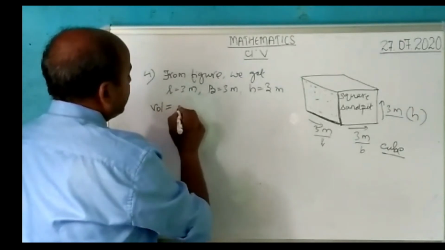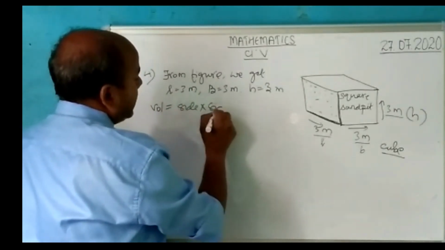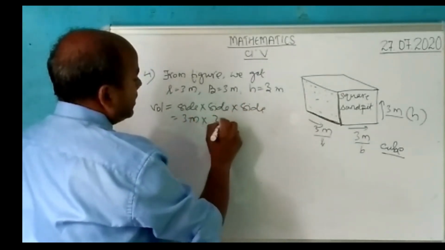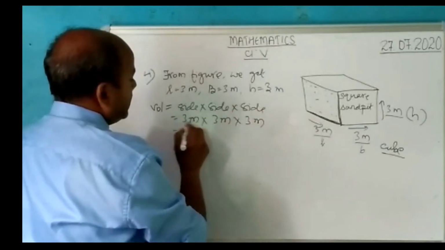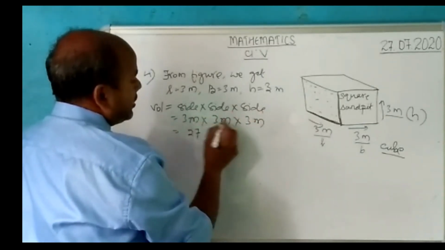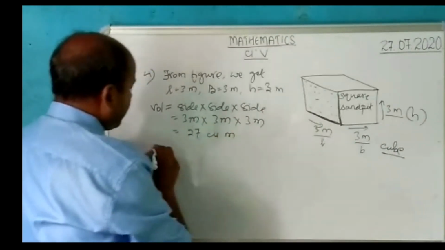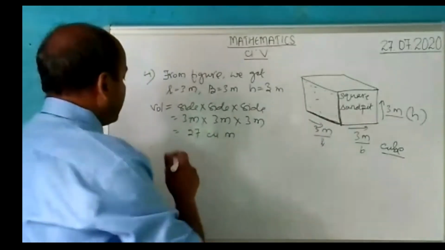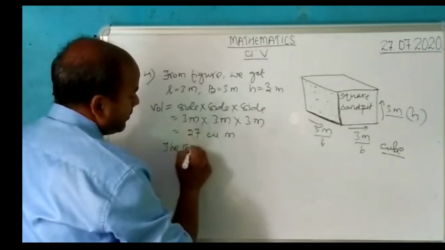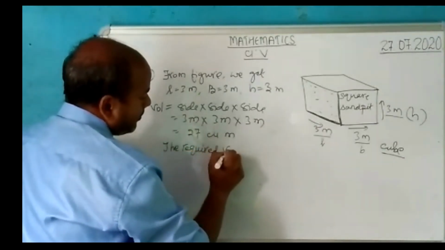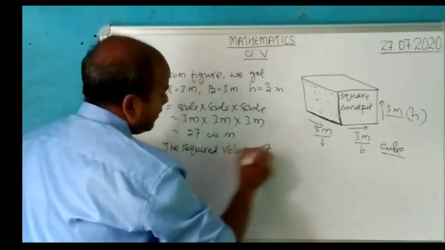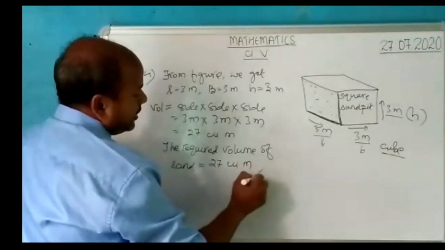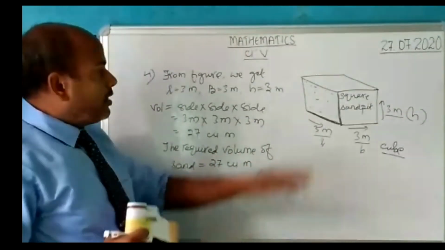So volume is equal to side into side into side. That means 3 meter into 3 meter into 3 meter. So you get 3 into 3 into 3 is 27. Meter into meter into meter is cubic meter. Therefore, find the volume of sand. Therefore, the required volume of sand is equal to 27 cubic meter. This is the answer.